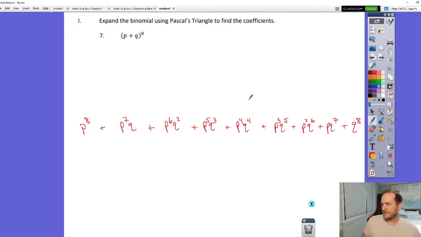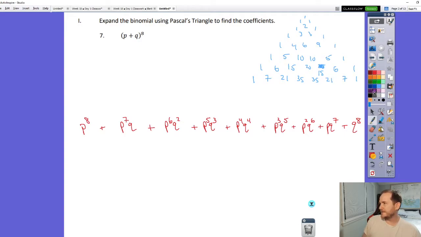So now how do I get the coefficients? Well, they wanted us to build out Pascal's triangle, so that's what we're doing. 1, 1, 1, 1, 2, 1, 1, 3, 3, 1, 1, 4, 6, 4, 1, 1, 5, 10, 10, 5, 1, 1, 6, 15, 20, 15, 6, 1. Oops, that's a 15. Next, the 7th row: 1, 7, 21, 35, 35, 21, 7, 1.